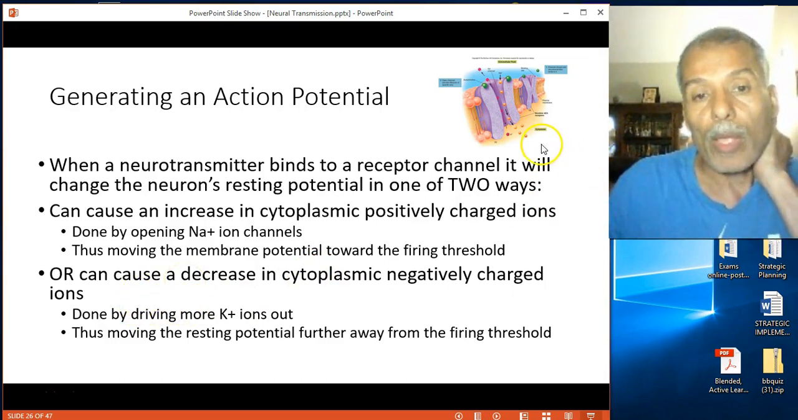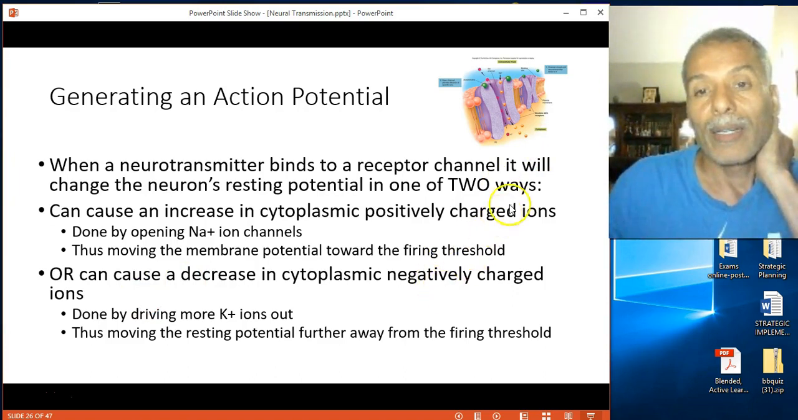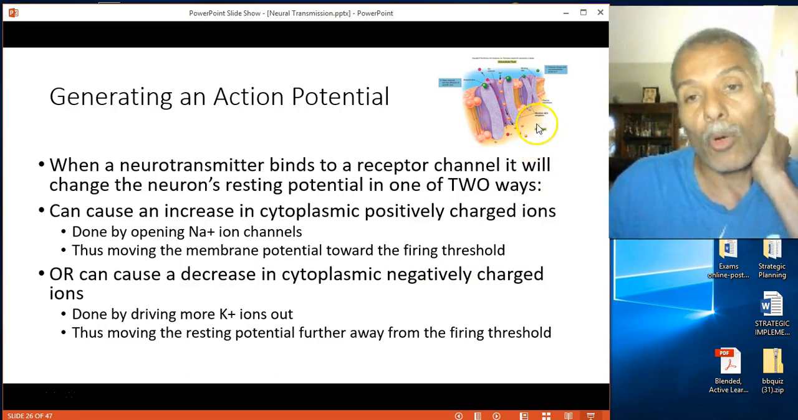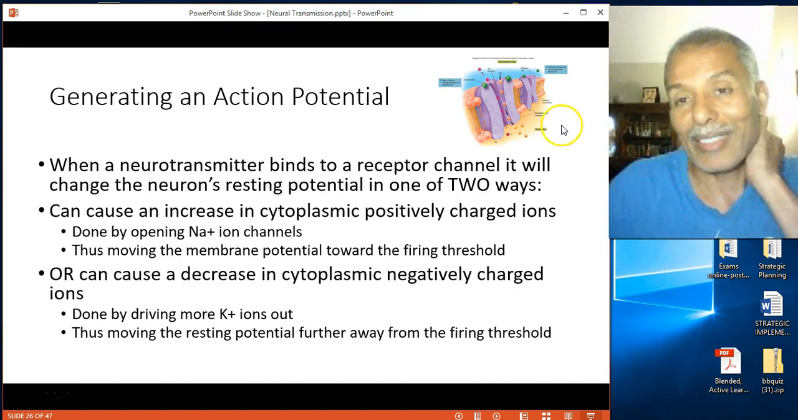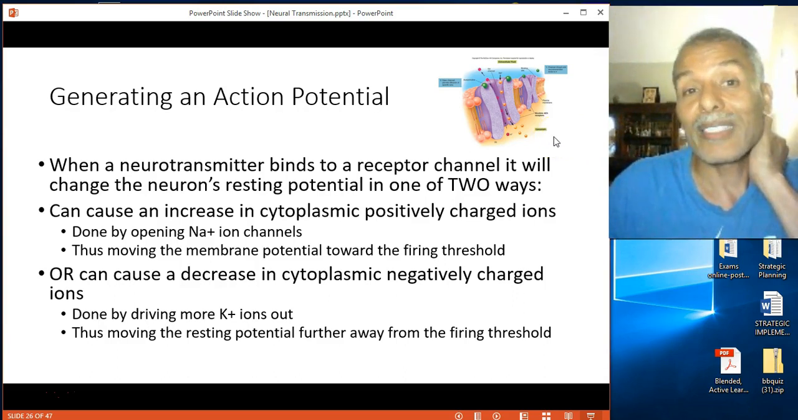Or you can decrease the negativity, the negatively charged ions inside. You can either take more positive charges out of the cell and dump them out. Every time you take one out, the cell is one more negative. If you take 5, then the cell is 5 more negative. So the more positive charges you take out, the more negative the inside of the cell is going to be. So you are moving the cell from minus 70 to minus 80 to minus 90, to more negative. That makes it less likely to fire.